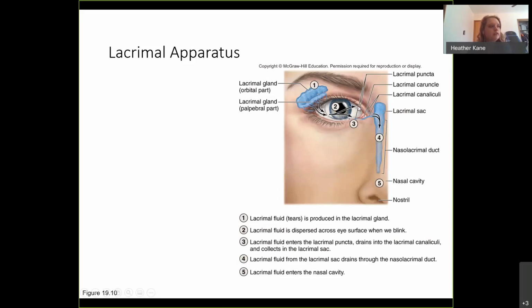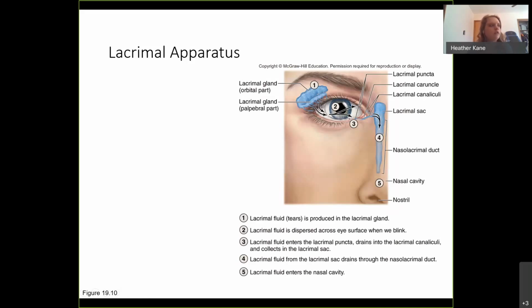Then that fluid is going to enter the lacrimal puncta right here. The lacrimal puncta just means a dot, basically. That dot is where the tears are going to drain out. Then it's going to drain into the lacrimal canaliculi right here. From there, it's going to drain into this lacrimal sac. This lacrimal sac is eventually going to drain into your nasal cavity through the nasolacrimal duct.